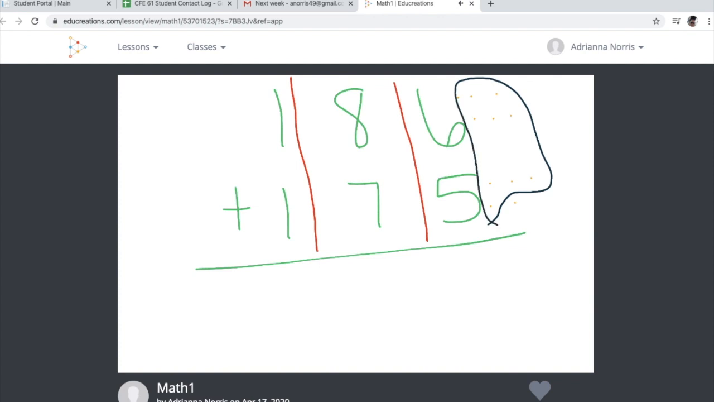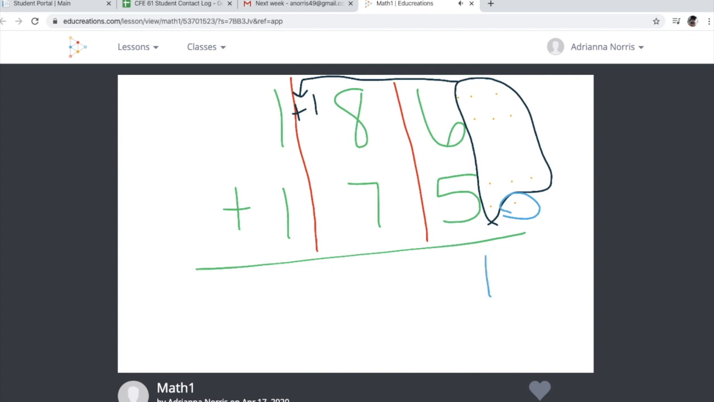What do I do with the 10 that I group by? I take it to my tens place and I drop it off. And how many are left? 1.